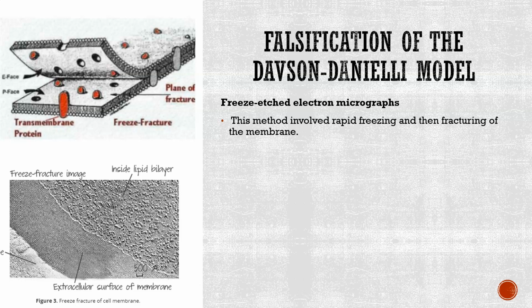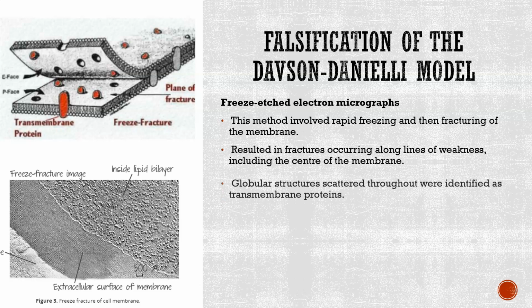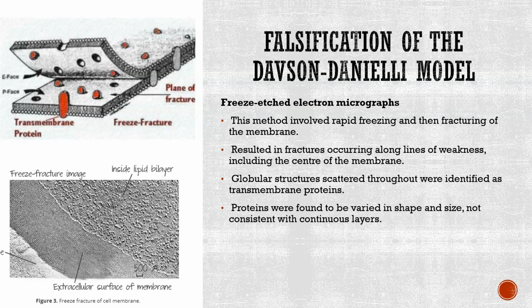These methods involved rapid freezing and then fracturing of the membrane, which resulted in fractures occurring along lines of weakness, including the center of the membrane. Globular structures scattered throughout were identified as our transmembrane proteins. Proteins were found to be varied in shape and size and not consistent with the one continuous layer that had been proposed in our sandwich model.